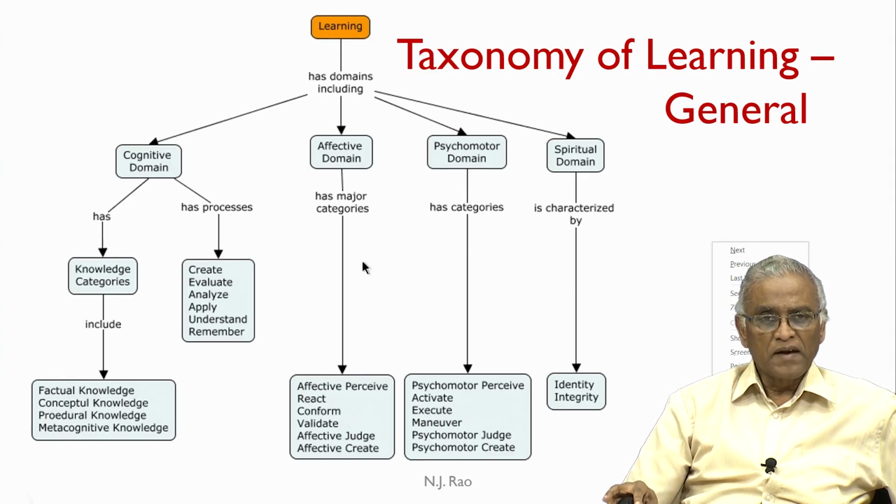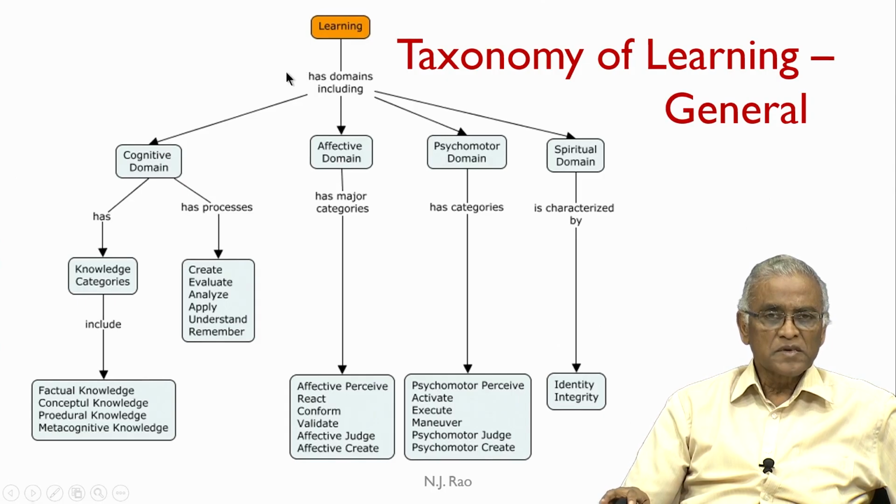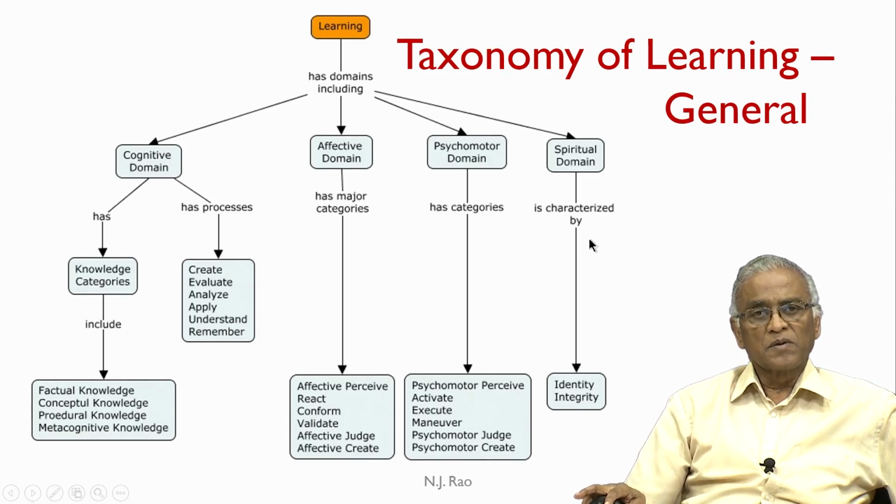Of course, one can have the affective goals. There are 3 levels that we talked about. If one wants, I can include that. Similarly, the psychomotor domain has 6 psychomotor levels that we talk about, and the spiritual domain has 2 levels that are presented, called identity and integrity. So this is a graphic, a concept map of the taxonomy of learning.